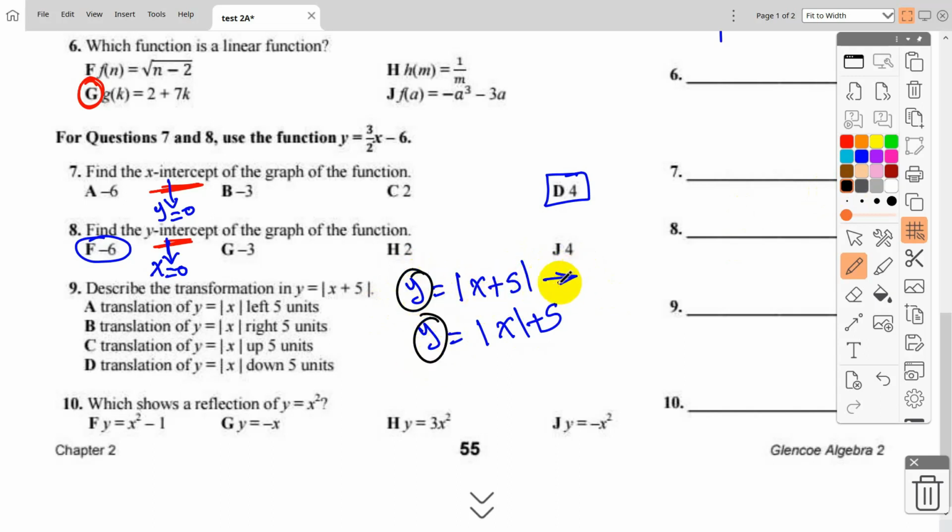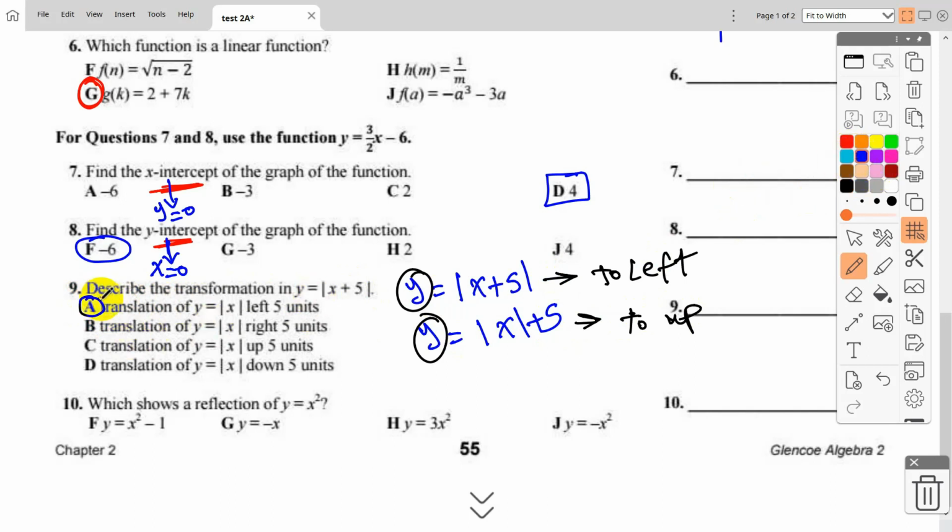For y equals absolute x plus 5, the type of transformation here is 5 units to the left. But for the other form, the transformation is 5 units up. So we need to distinguish between these two forms. When 5 is found inside the absolute, it will be 5 units to the left. But when 5 is found outside the absolute, it will be up. So the answer will be 5 units to the left, which is letter A.